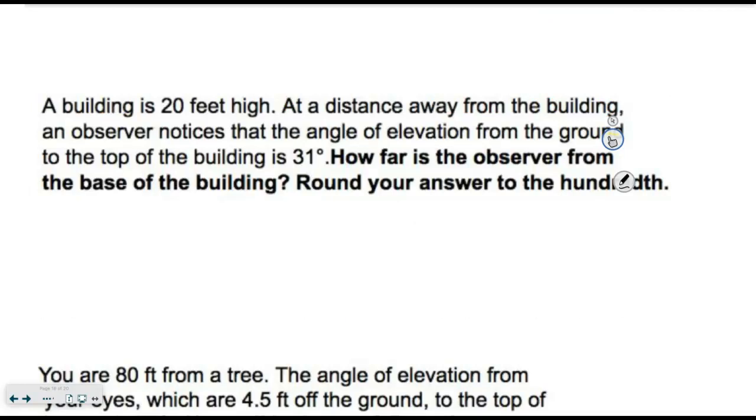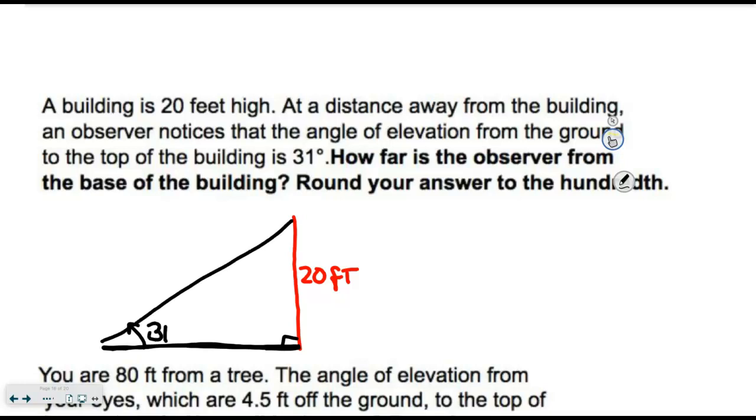So I have a building that is 20 feet high. Doesn't need to be fancy, but I need to put the 20 feet on a vertical line. At a distance away from the building, it doesn't say left or right, so it doesn't really matter. So because I'm over here on the left side of my screen, I'm going to go over here to the observer, noticing that the angle of elevation from the ground, so not from eye level or just from the ground, the angle of elevation, so we're looking up to the top of the building, is 31 degrees. So I'm right in there in that triangle. How far is the observer from the base of the building?